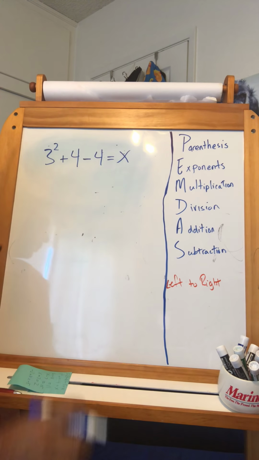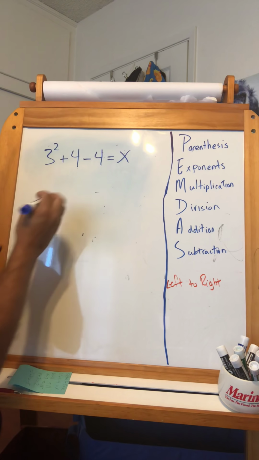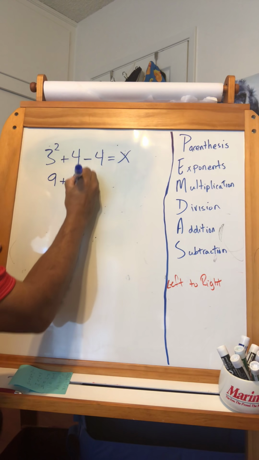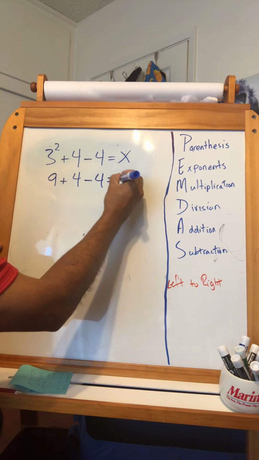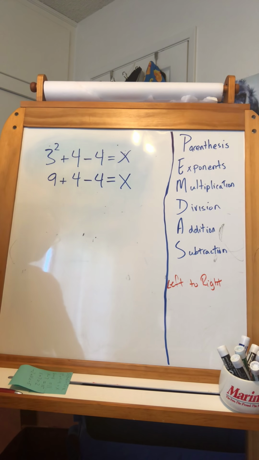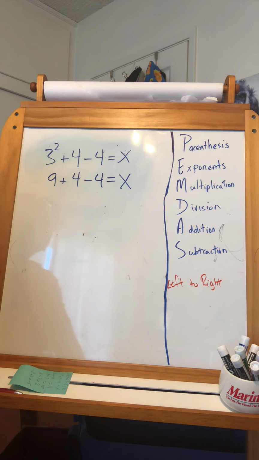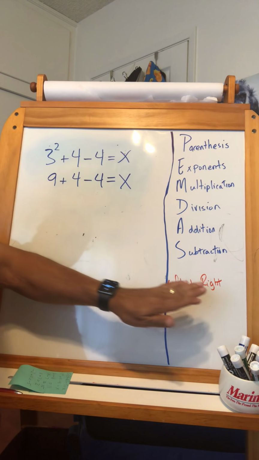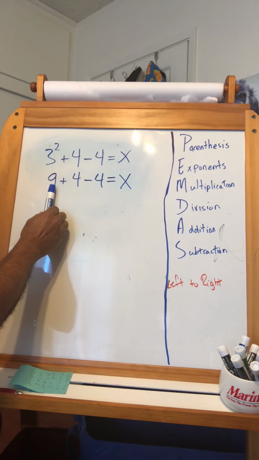That means 3 times 3. And we know that 3 times 3 is 9, not 6, 9. So 9 plus 4 minus 4 equals x. Now, everyone might be noticing this 4 minus 4, and we could do that real easily, just plug in the 0. But just for practice, I'm going to keep with a basic left to right method of solving my problems, just to make sure I don't mess anything up. So I'm going to solve this one next.